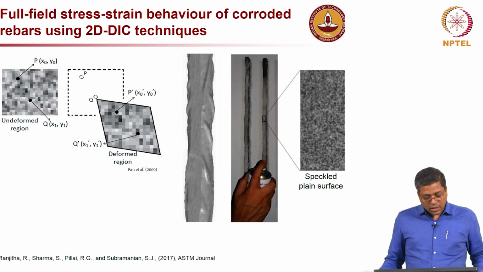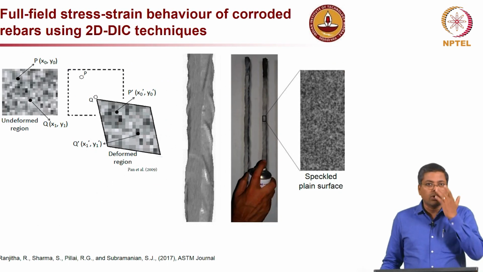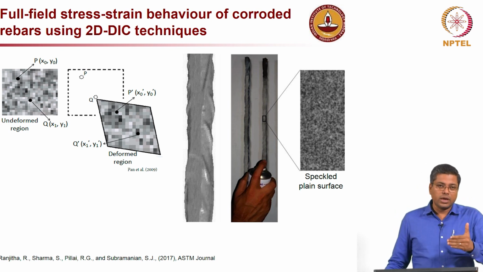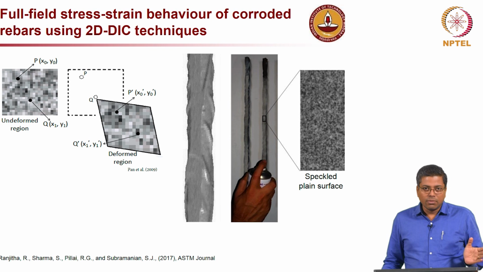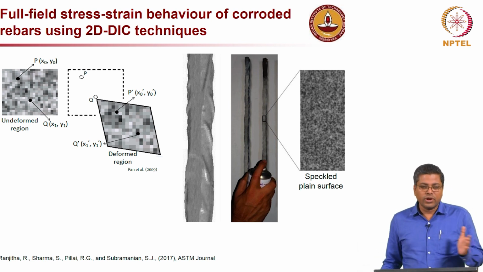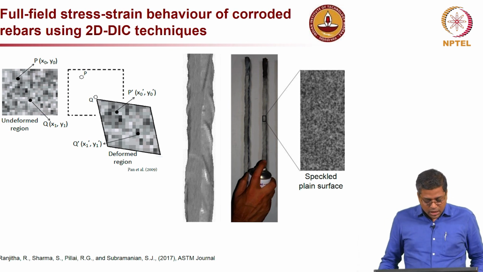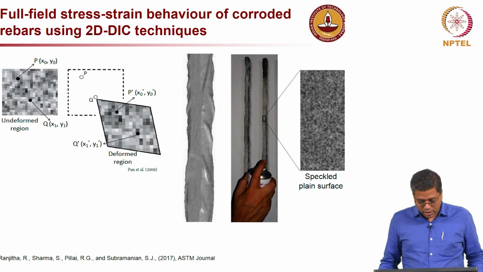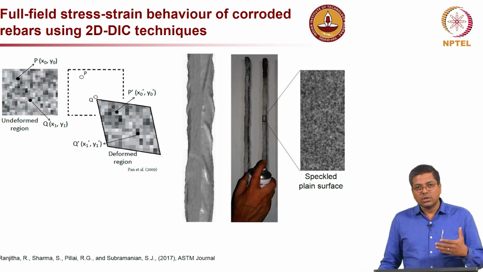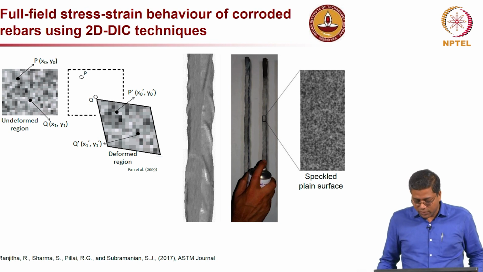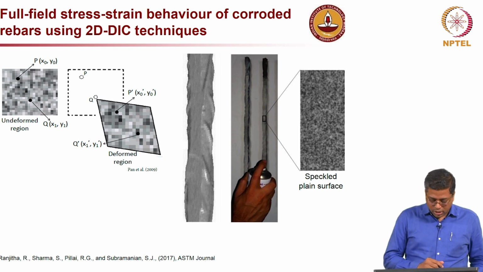Now, when you talk about a corroded rebar, like I mentioned earlier, the stress strain behavior can vary, because during a test the different points on the rebar might experience different stress depending on the cross section at that particular level. And so DIC, or digital image correlation, is a useful technique which can be utilized to see what is the variation in the stress at various points on the rebar at particular loading conditions.